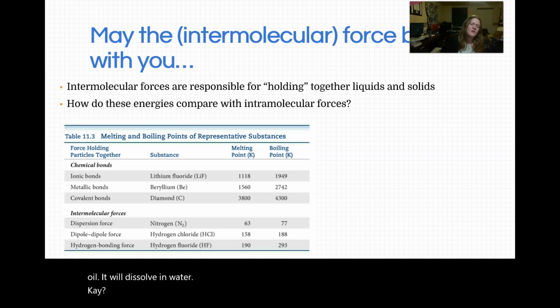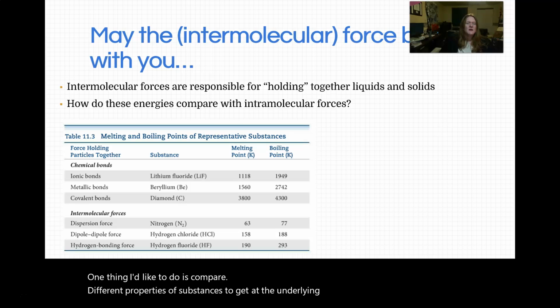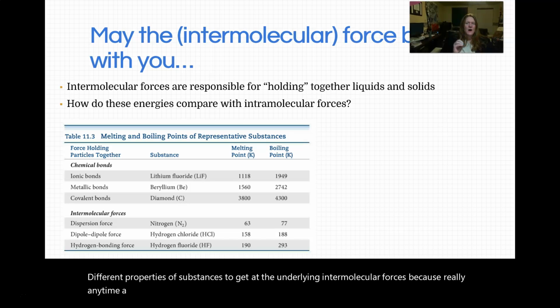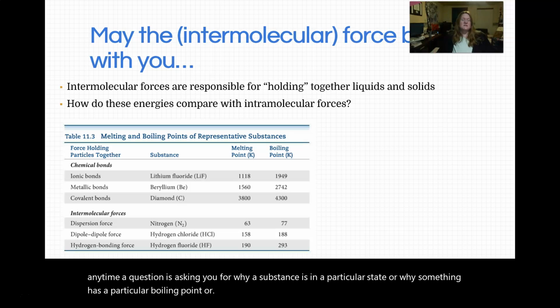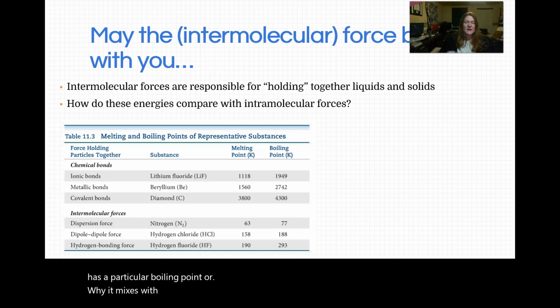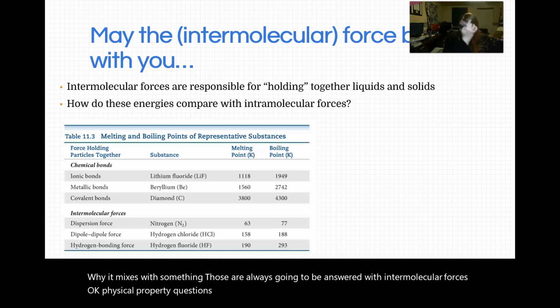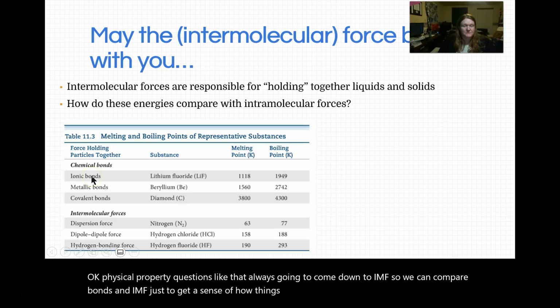So one thing I like to do is compare different properties of substances to get at the underlying intermolecular forces. Because really, anytime a question is asking you why a substance is in a particular state, or why something has a particular boiling point, or why it mixes with something, those are always going to be answered with intermolecular forces. Okay, physical property questions like that, always going to come down to IMF. So we can compare bonds and IMF just to get a sense of how things are different.